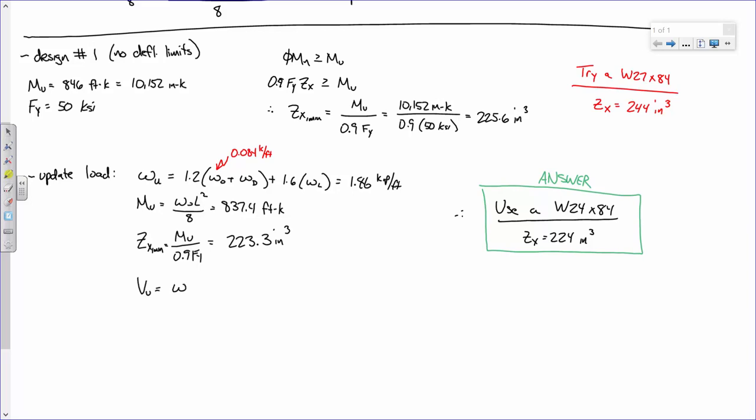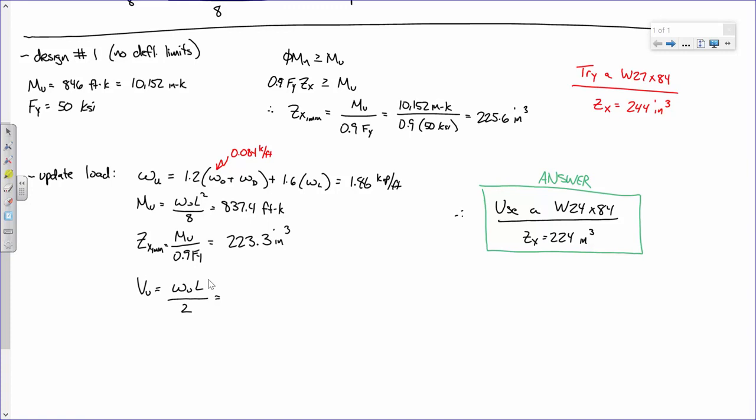So the shear is WL over 2, and so what is that? It's really easy to forget shear given the magnitudes here. What is the shear load? Not the capacity, the load. What are we getting for a value? 55.8. What's the shear capacity of a W24/84? 300 and some, right? So it's not even close.